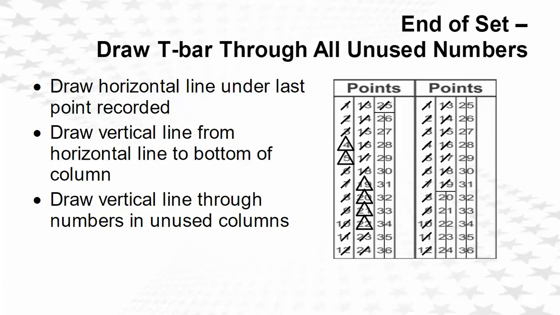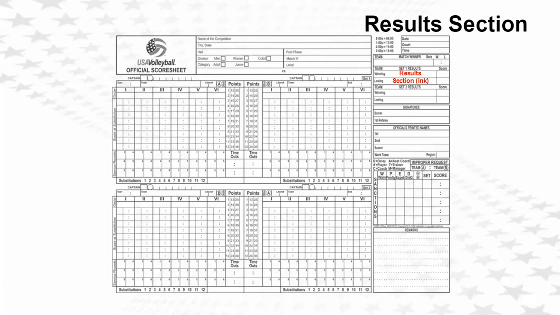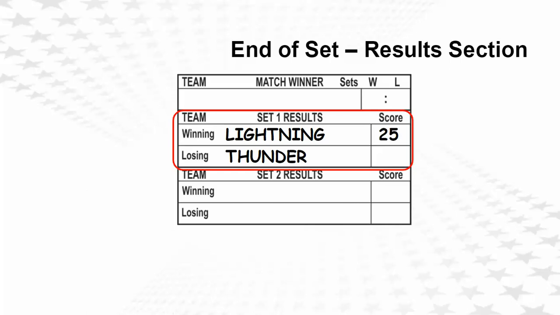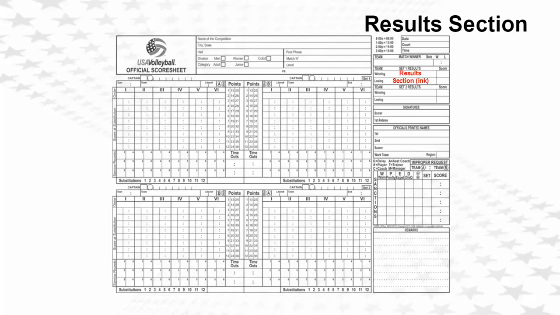The last thing needed at the end of the set is to complete the results section. This is the first set of the match, so fill in the correct information in the area for Set 1 results. Lightning won the first set over Thunder, 25-19. Check over the first set and see that you've recorded all points correctly and that you have the correct winning team. At the end of the match, there are a few additional things that need to be completed before you're finished with your duties.